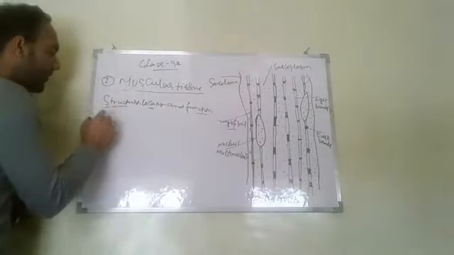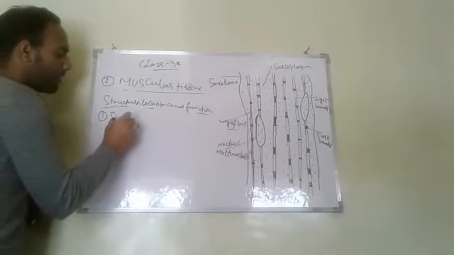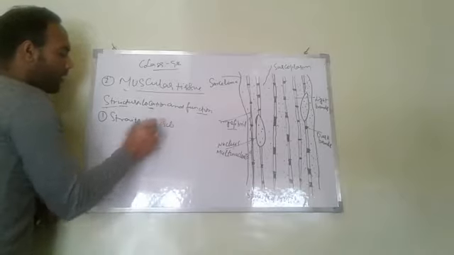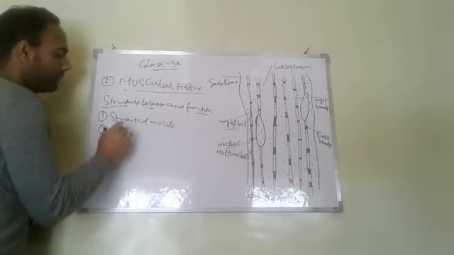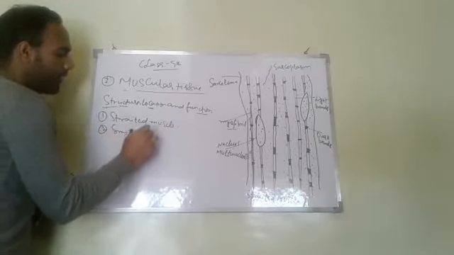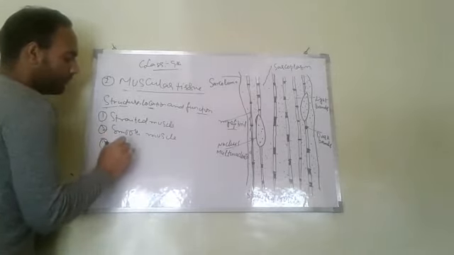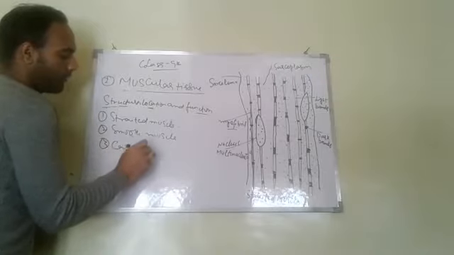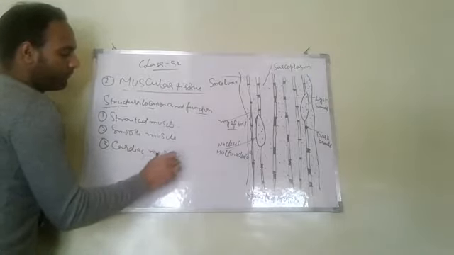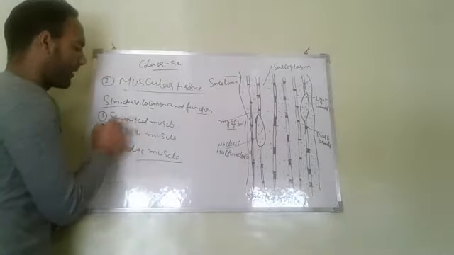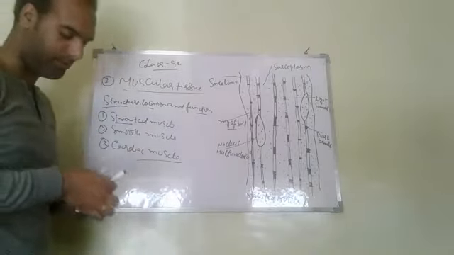First one is striated muscle. Second is smooth muscle. And third one is cardiac muscle. We will discuss them one by one. First, today we will discuss what is striated muscle.